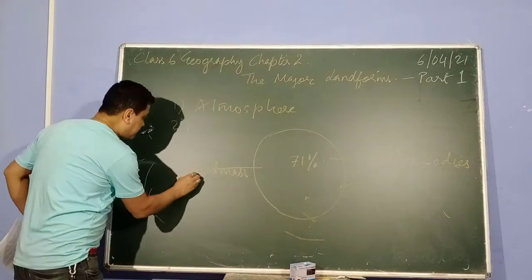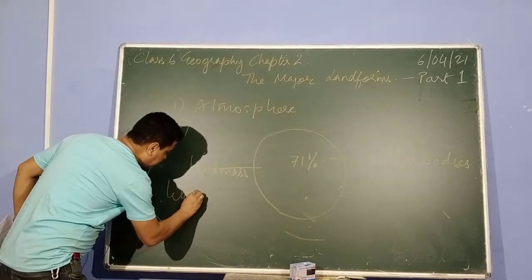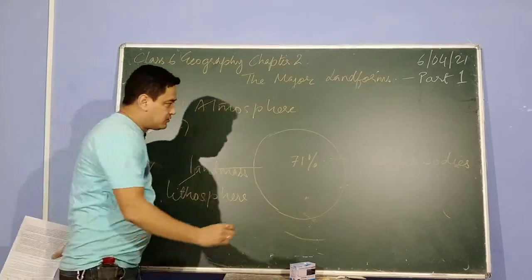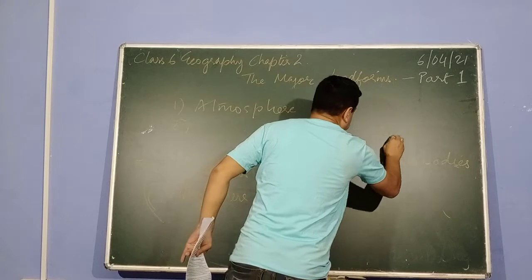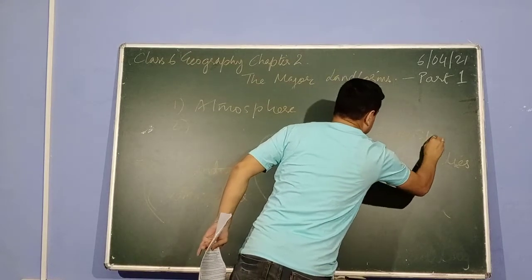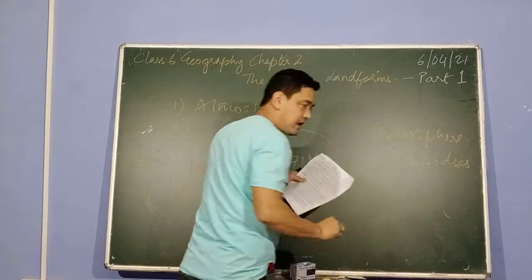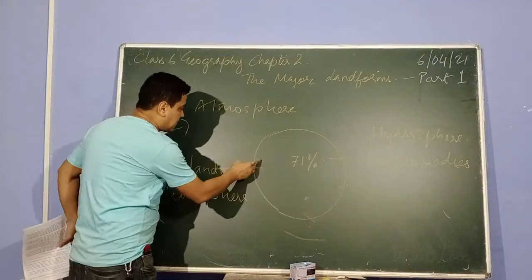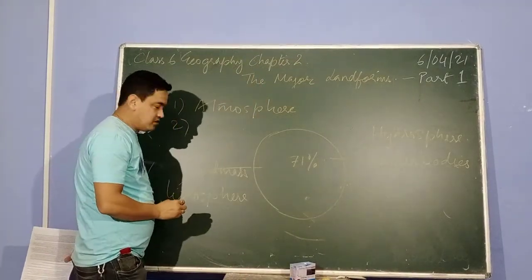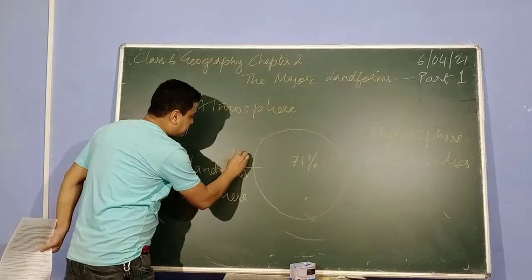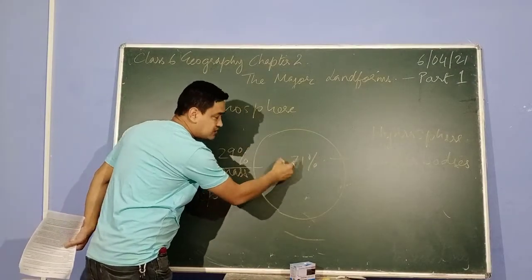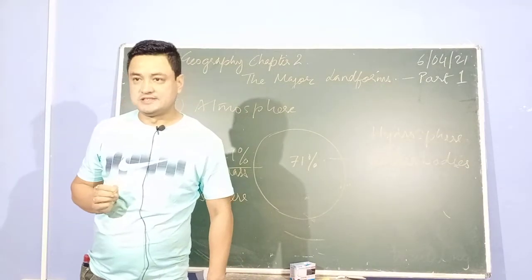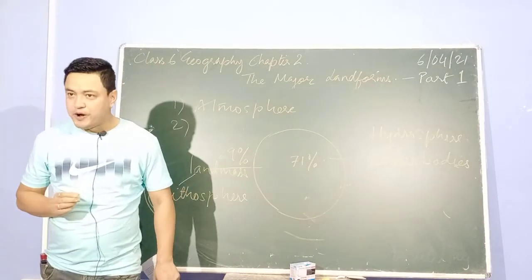And they are called by the name lithosphere. Are you understanding? These water bodies are called what? Hydrosphere. Are you understanding what I'm teaching you? So, how much of the earth is covered by land? The land covered on the earth is 29%. If you join 29% with 71%, how much percent will you get? 100%. Are you getting my point?